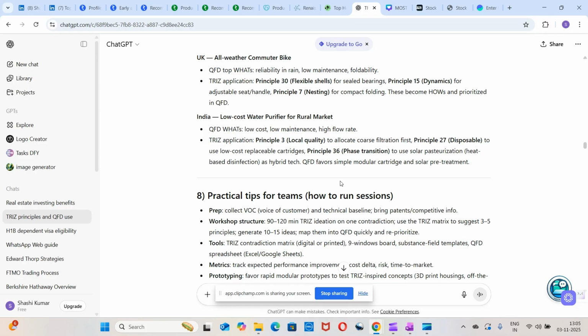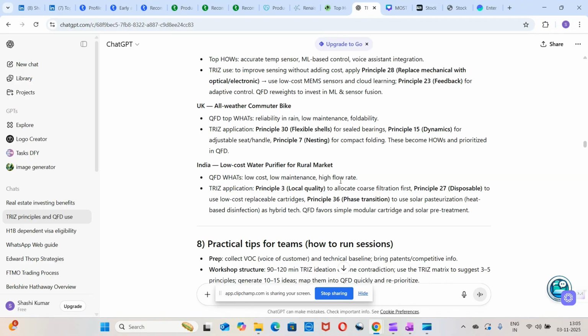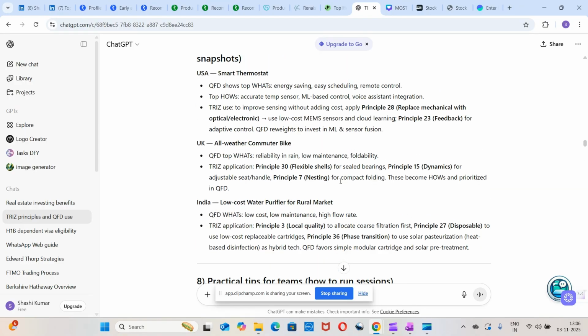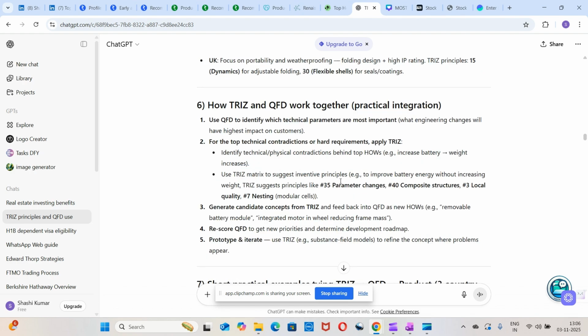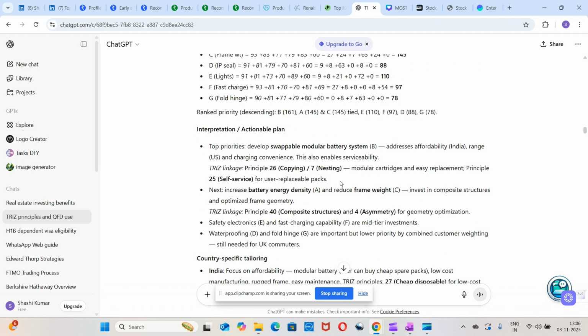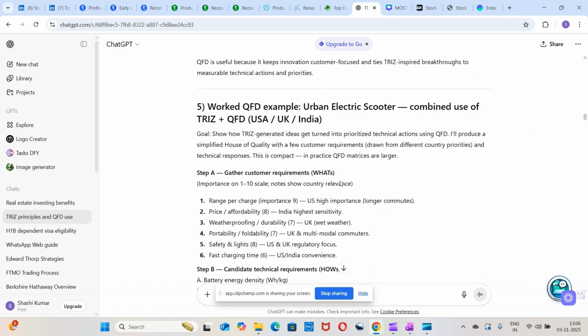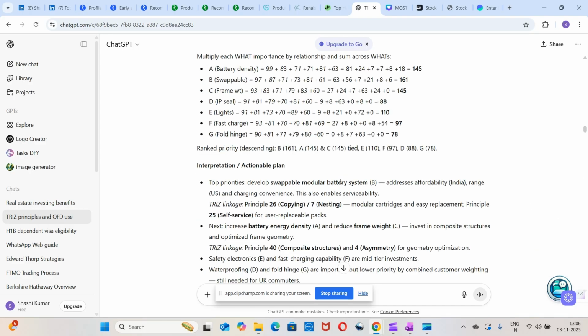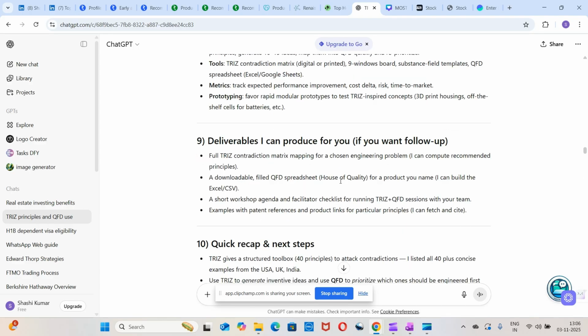We went through some of the examples: urban electric vehicle, all-weather commuter bike, low-cost water purifier, and smart thermostat, where we can use TRIZ plus the QFD concepts to come up with innovative principles. Okay.